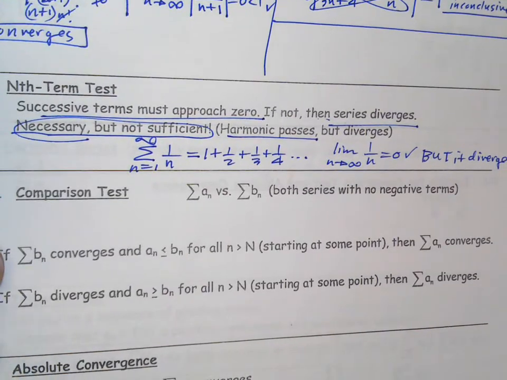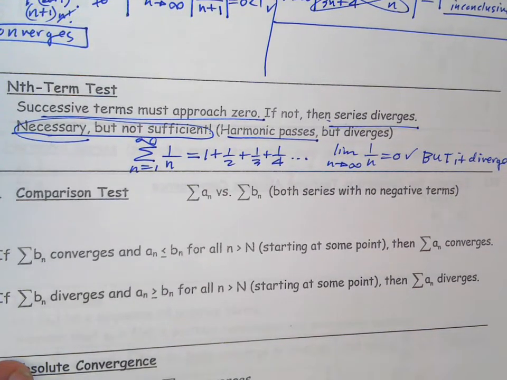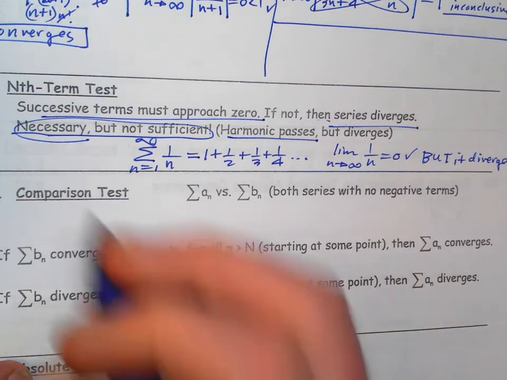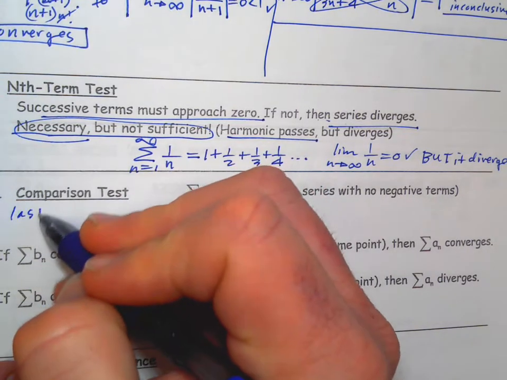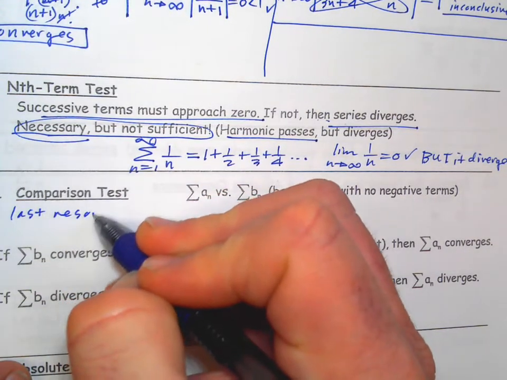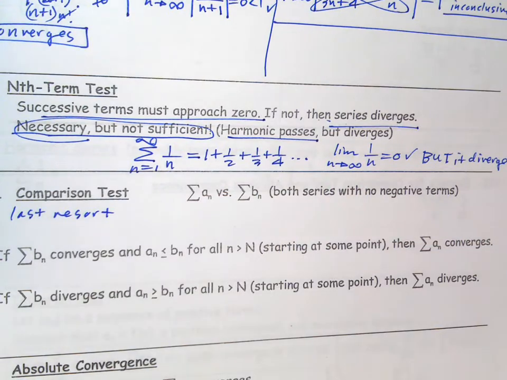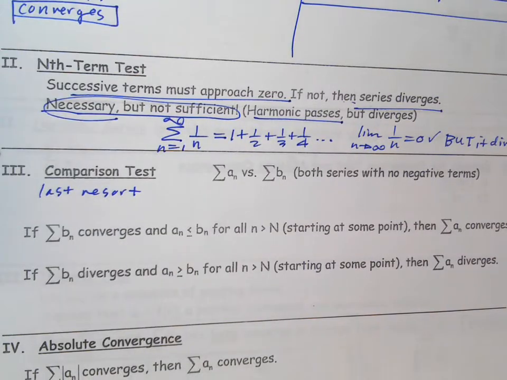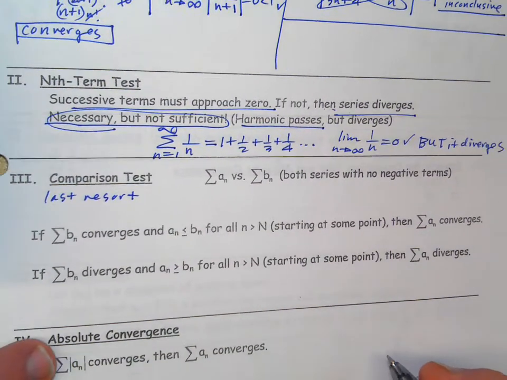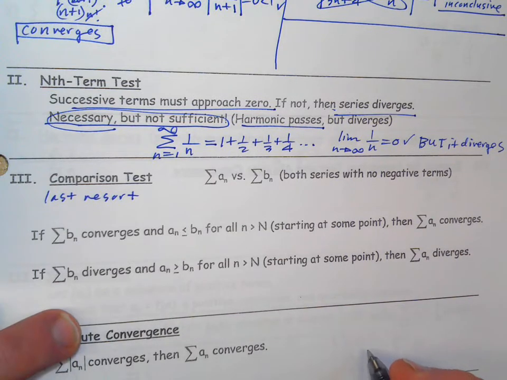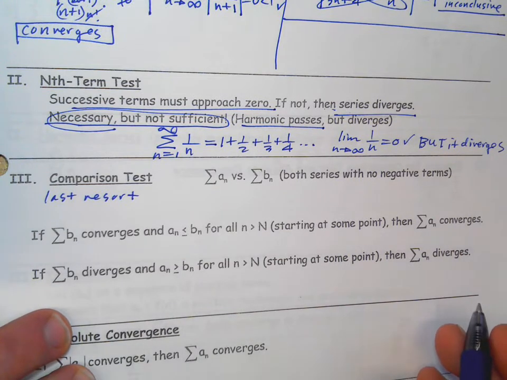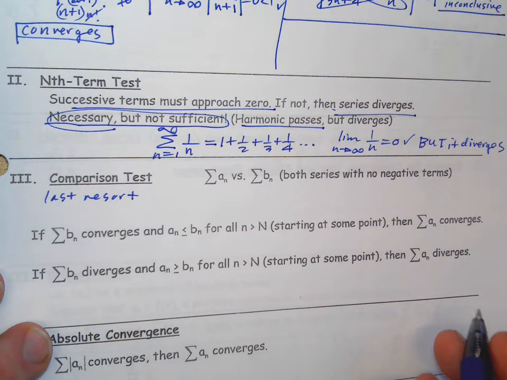Okay, now there's another test called the comparison test, which is like your last resort test, because generally it's not super straightforward. So we really only use it if we can't use something else, okay? The idea is pretty understandable. It's the execution of it that's hard.